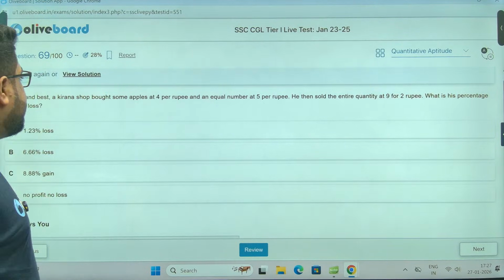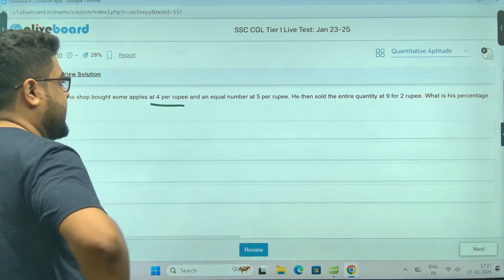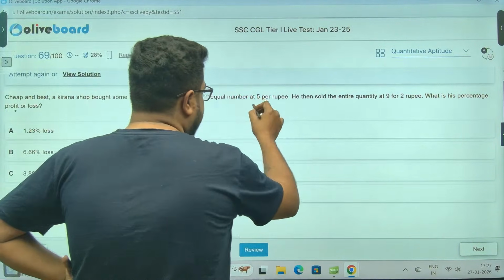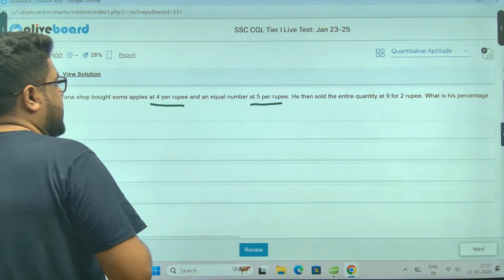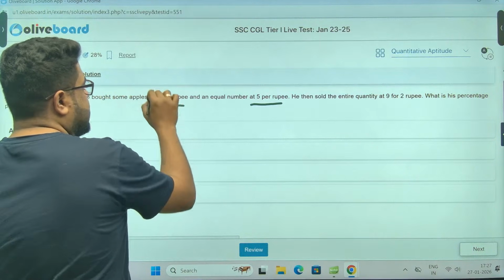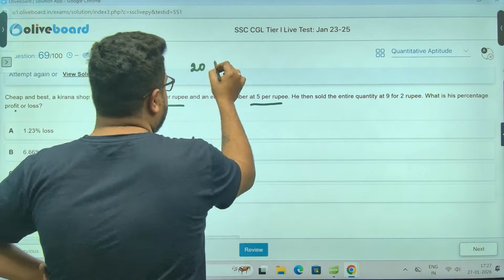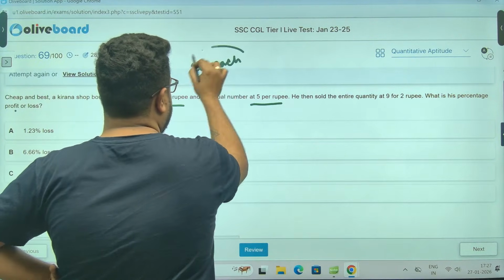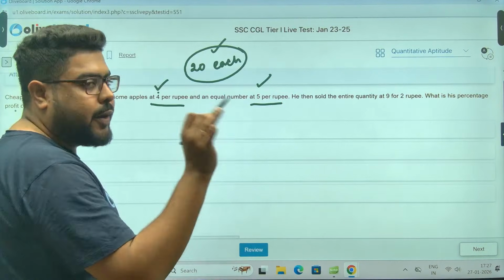A kirana shop bought some apples at 4 per rupee. Achha. And an equal number at 5 per rupee. Okay. Achha, that means let's take equal numbers, meaning the LCM of 4 and 5. He has bought 20 each. 20 of this quality, 20 of this quality. Total 40 he has bought.